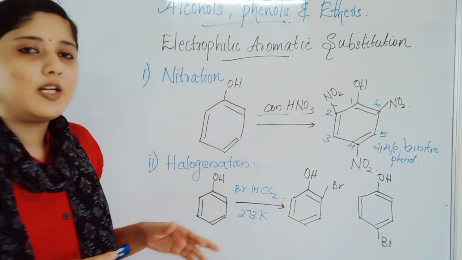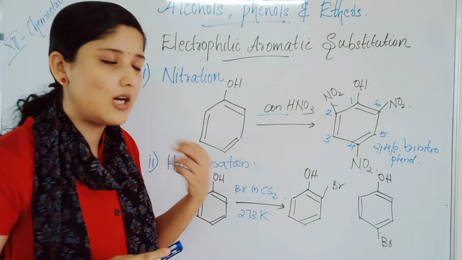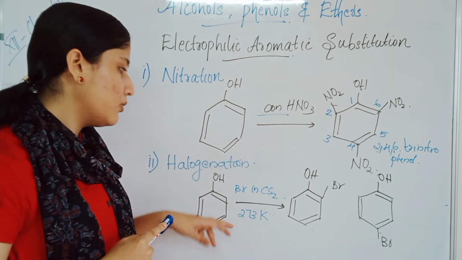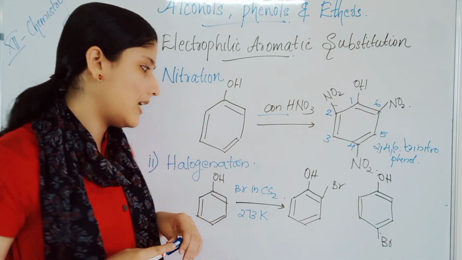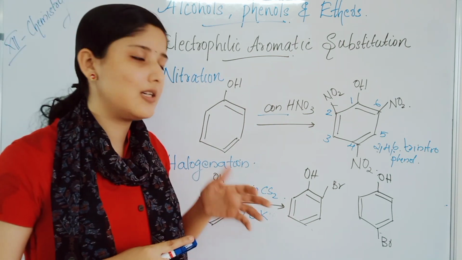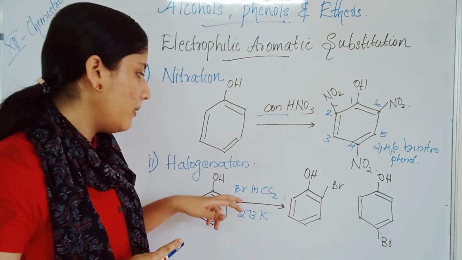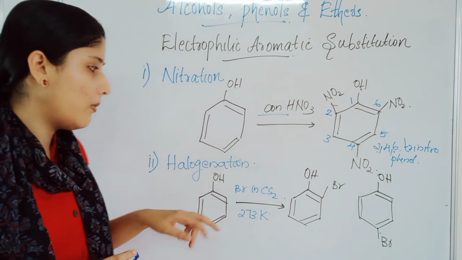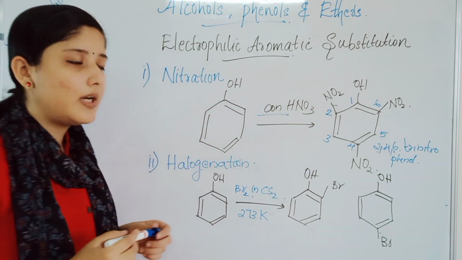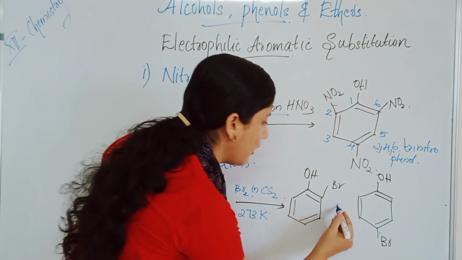The next electrophilic aromatic substitution that we are going to study is the halogenation reaction, that means addition of halogens. In the usual halogenation reactions, we use a Lewis acid as a catalyst. But here, in the case of phenol, no Lewis acid is required. Phenol in the presence of bromine, Br2, in carbon disulfide will give both ortho product and para product.